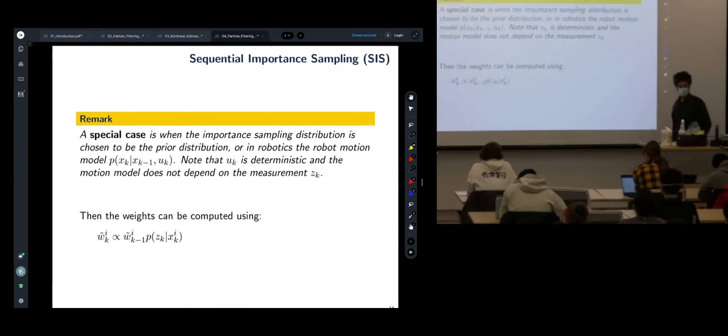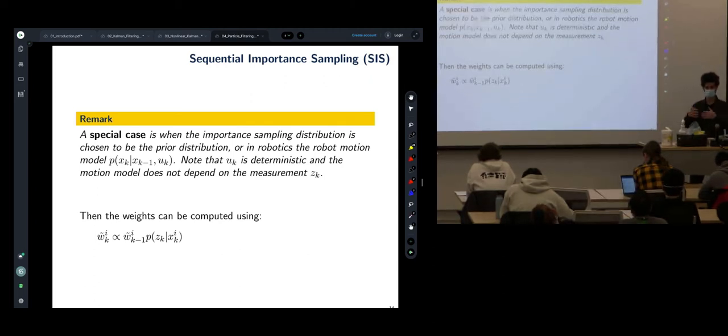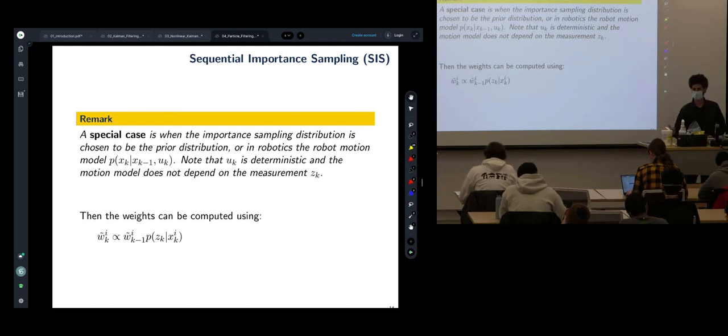We're going to make it even more special. The special case is that when the importance sampling distribution or the proposal distribution is the prior or the motion model. The motion model that we use for prediction in a more general context is called the prior, because that helps you to predict where you are. It gives you a prior before you observe where you are.